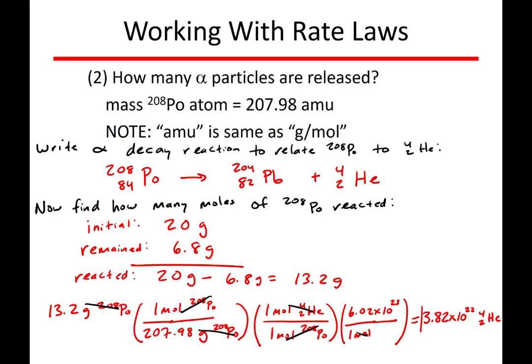And there we have it. So the first part of the problem that we looked at involved using an integrated rate law. The second part of the problem here involved doing some stoichiometry in order to convert the amount of polonium-208 that reacted into a number of alpha particles that had been emitted. Alright, that brings us to the end of this video in this section. In our next video, we're going to talk about radioactivity.